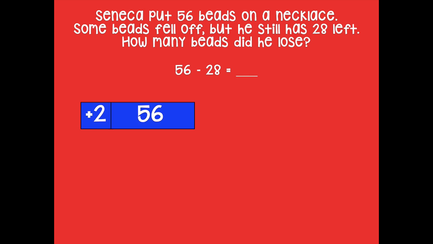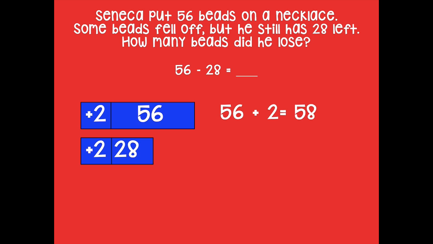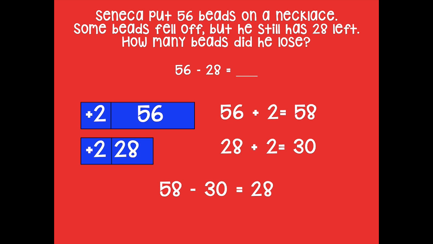So if I add 2 to this one, and I have my 28 and I add 2 to that one also, I've made a new problem. So 56 plus 2 is 58, and 28 plus 2 is 30. Well, now I can really easily subtract those numbers, 58 minus 30. So that's just like my 5 tens minus 3 tens, that equals 2 tens, right? And 8 ones minus 0 ones is 8, so 28.